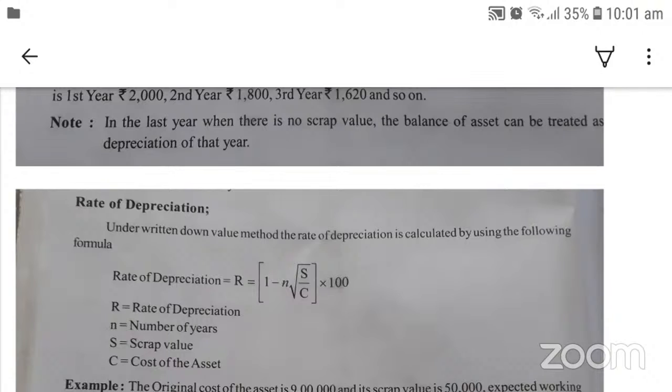Here R means rate of depreciation. N means number of years, in the sense of the estimated life of the asset. S is scrap value and C is the cost of the asset, into 100. Why into 100? Because here we have to find out the rate, so we have to multiply with 100.